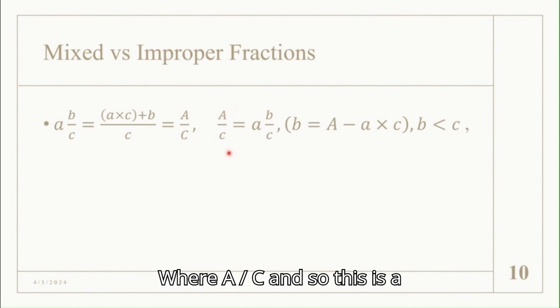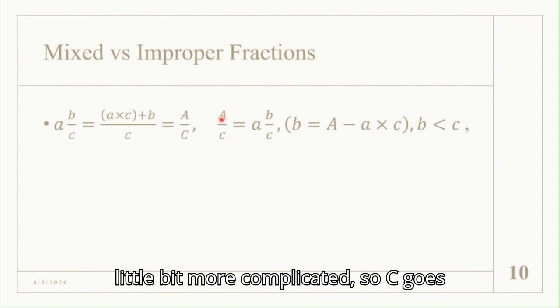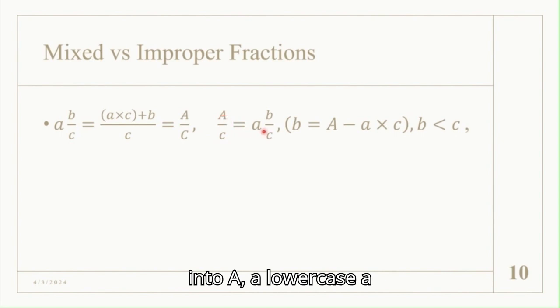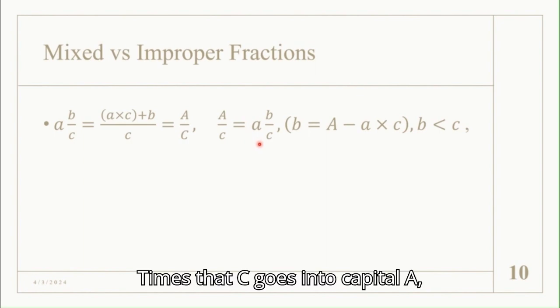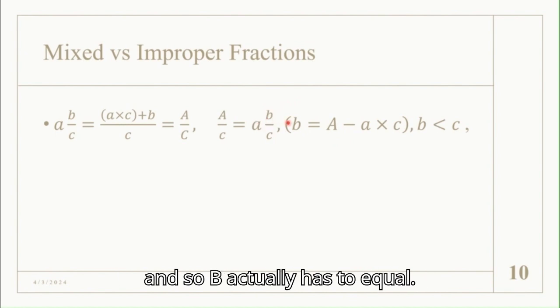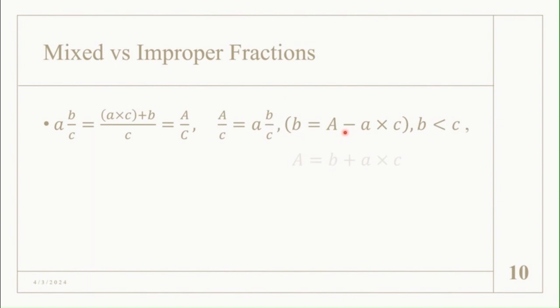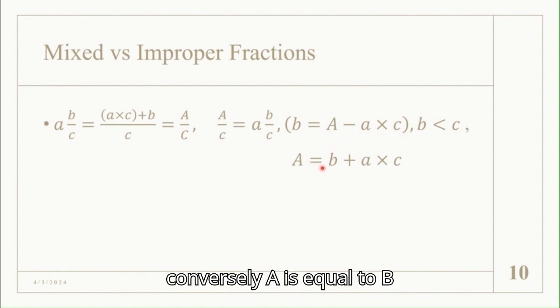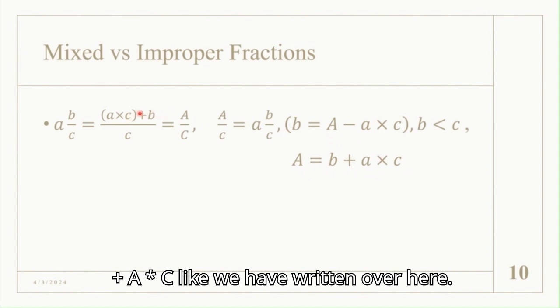Where A over C, and so this is a little bit more complicated. C goes into a lowercase a amount of times, and then A times C is going to be that amount of times that C goes into capital A. But we still have this B term left over, and so B actually has to equal the big A term minus A times C. Or conversely, A is equal to B plus A times C, like we have written over here.